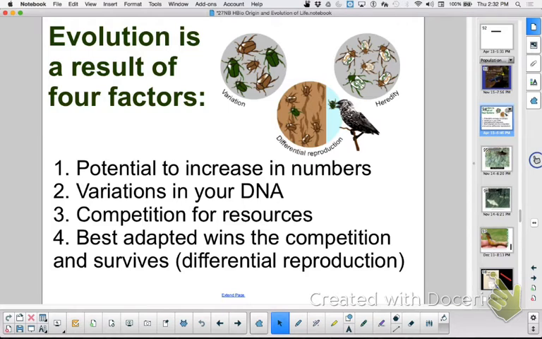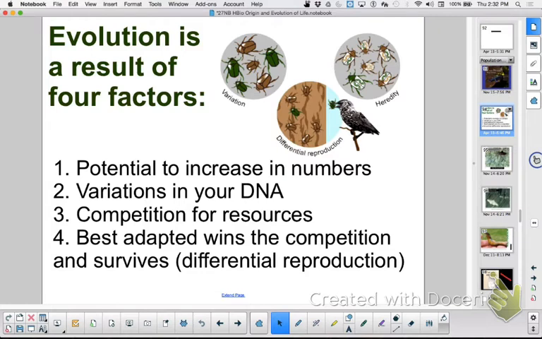Microevolution and macroevolution. Microevolution is within the species, within that population, and macroevolution is to a whole new species.